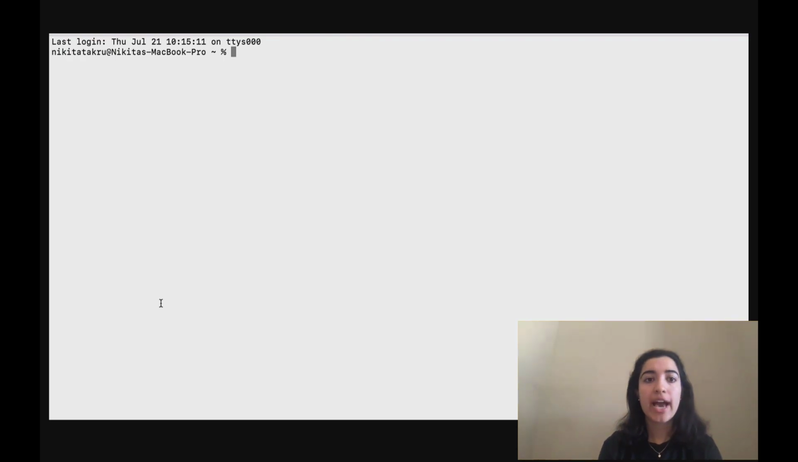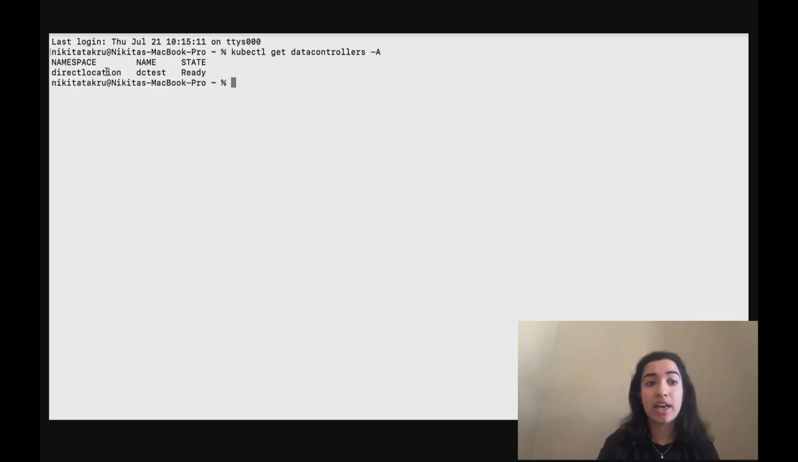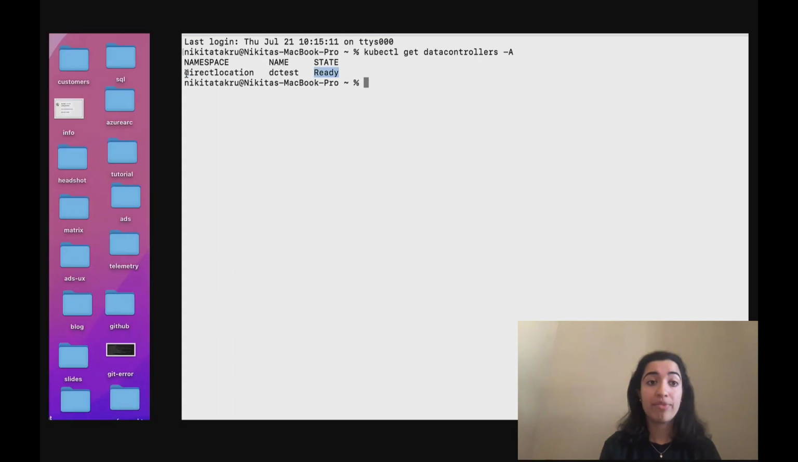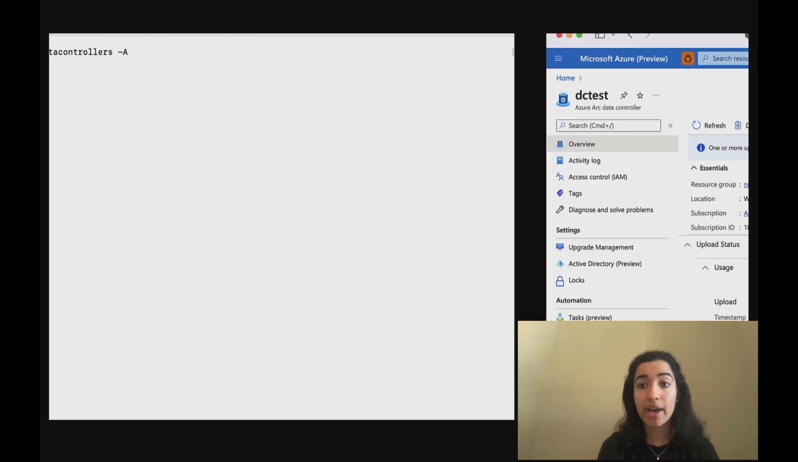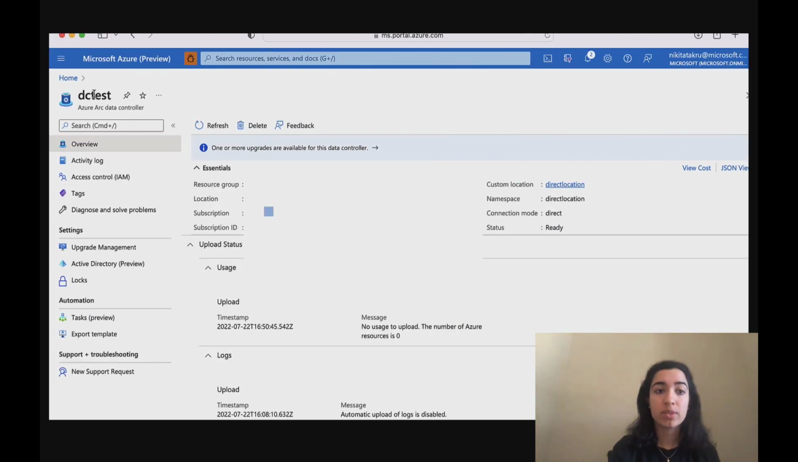Now if you want to track that data controller's creation process, you can use the kubectl command. You can do kubectl get datacontrollers -A, and this will get all of the data controllers that you have. It will tell you the namespace you created, the name of the data controller, and the state. In this case, as you can see, the data controller we created is in the ready state. The ready state means that the full deployment process for the data controller has been completed. If you want to see that, you can hop back to the Azure portal, which I have up for the purposes of the demo.